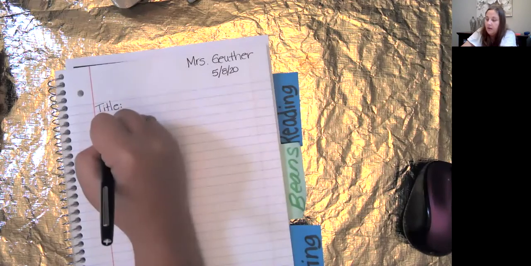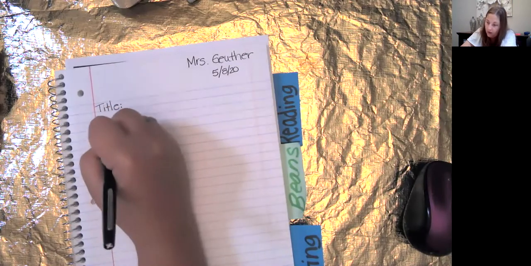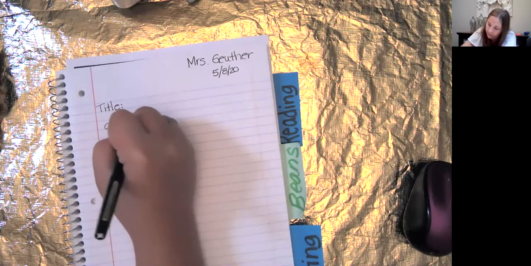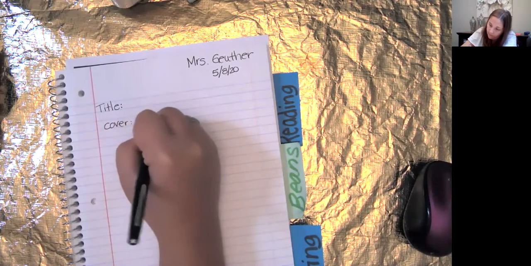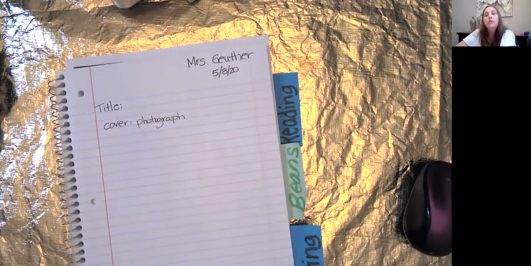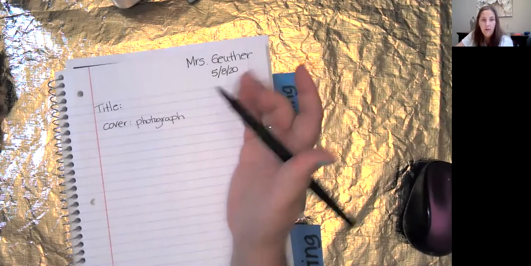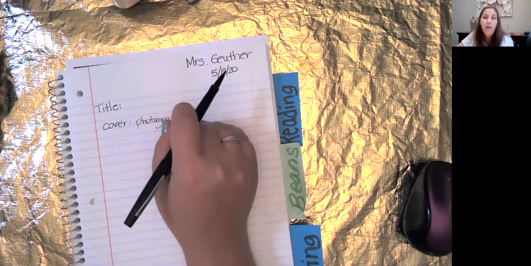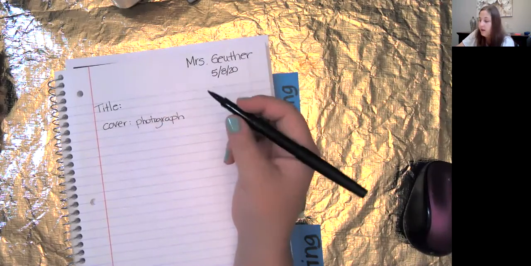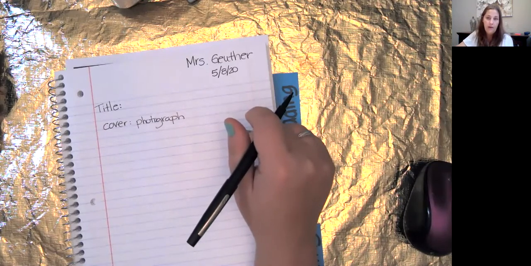Say you're going through the book and on the cover, there's a photograph. So you might write cover, photograph. And then the most important thing about text features is not just to find them, but to tell me their purpose. Why are they there? So why is there a photograph on the cover of your book? You're going to write one sentence to tell me what you learned from that.